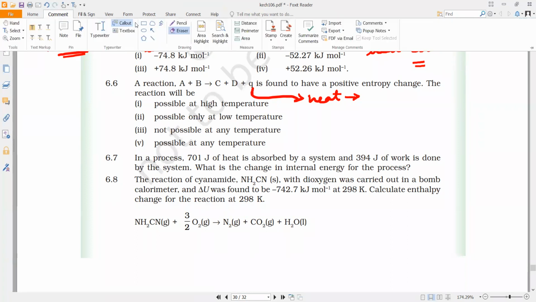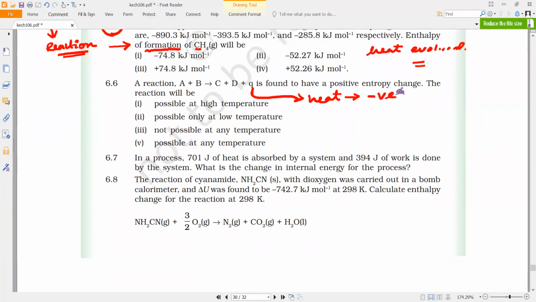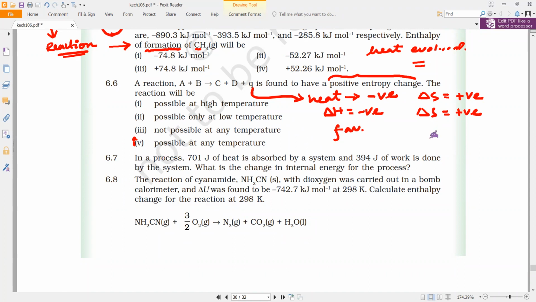So the heat is negative here. And what are they saying about entropy change? The entropy changes, that means delta S is positive. Now look at the table that we made in the last lecture and tell me what the option is. Delta H is negative and delta S is positive, so option 4. They made a mistake here; there should be 4, not 5. Possible at any temperature. Both of these conditions are favorable.